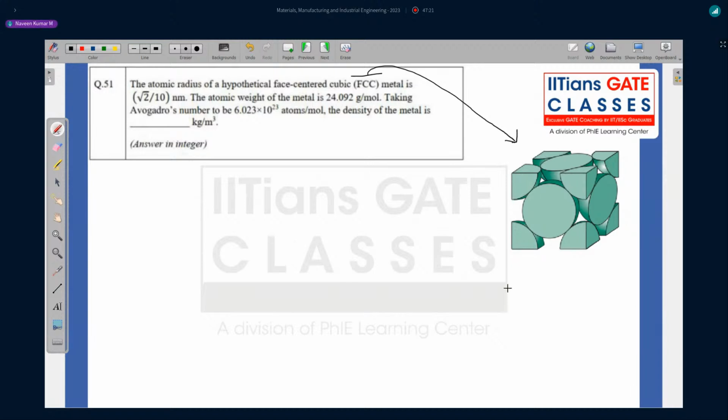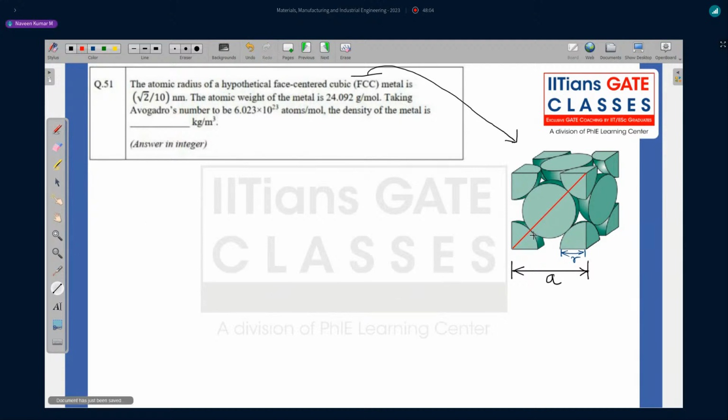Let us assume that the side length of the unit cell is A, and the radius of each atom is R. Let's find out the relation between A and R, because it is required. So this is the face diagonal.